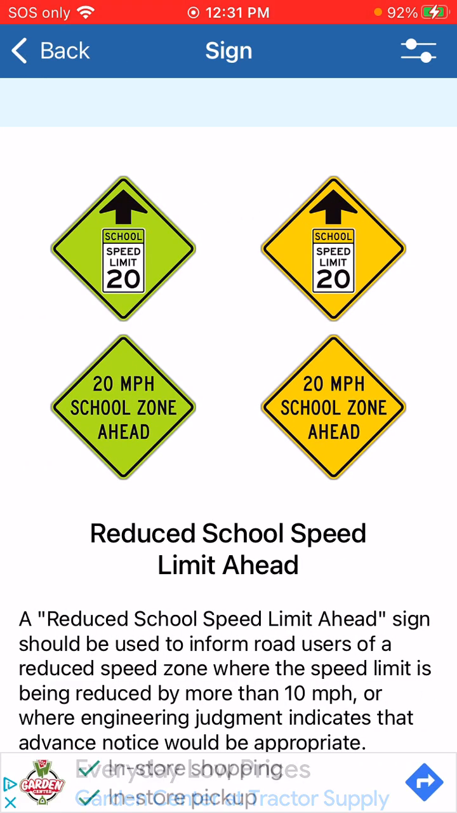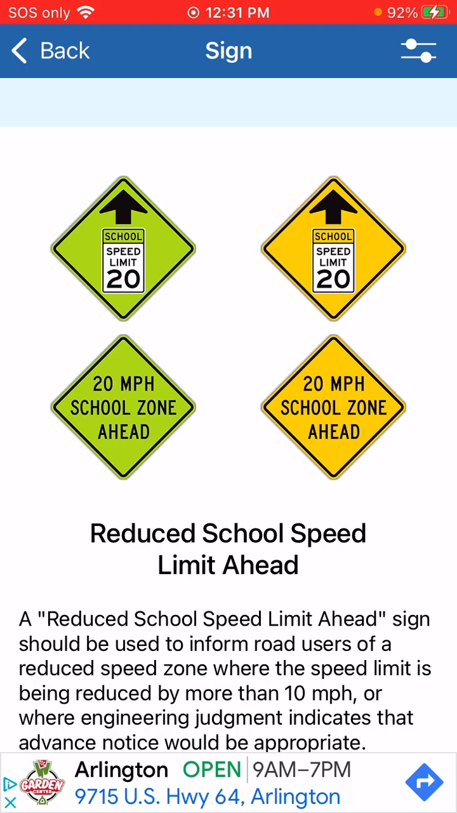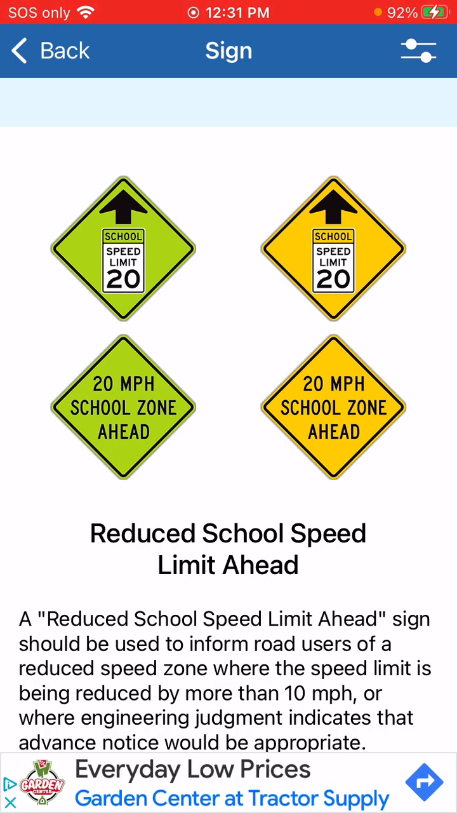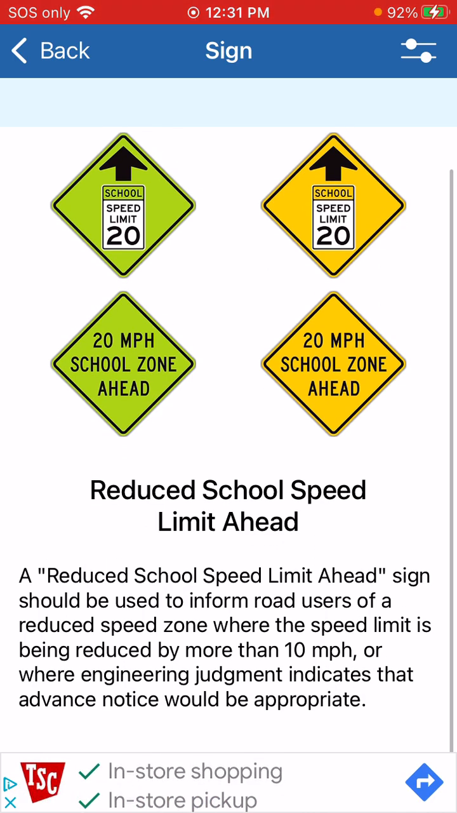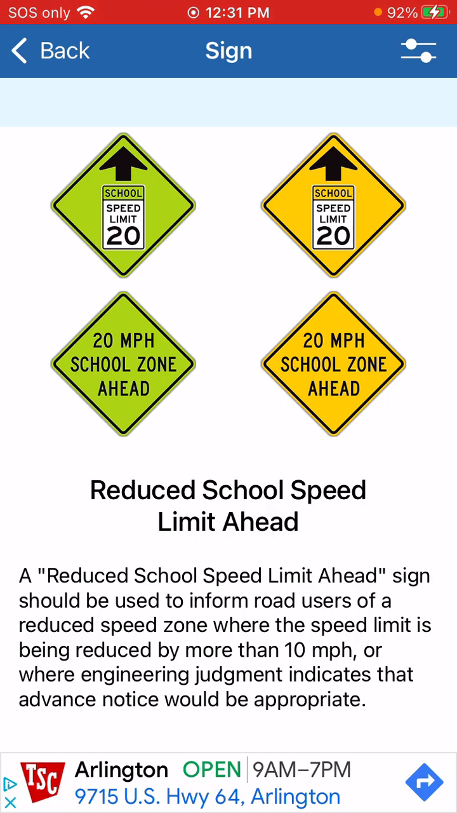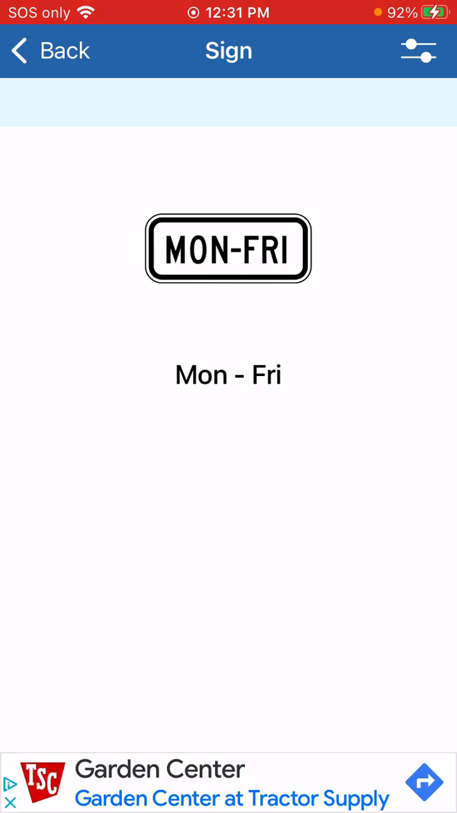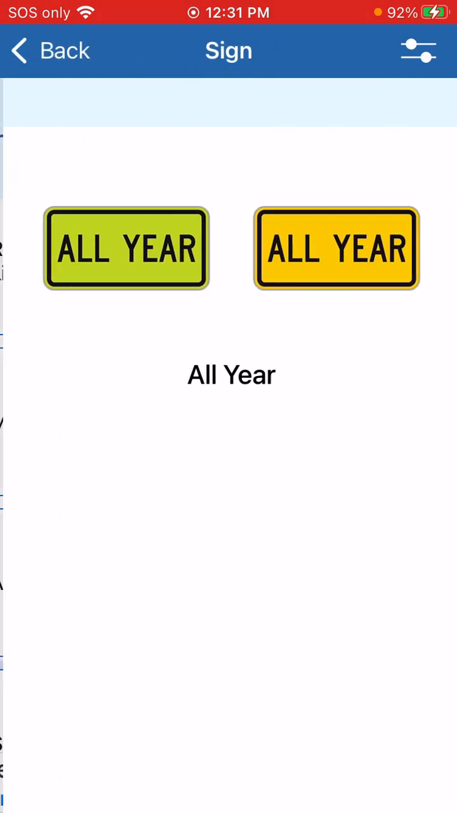School speed limit ahead. A school speed limit ahead sign should be used to inform road users of a reduced speed zone where the speed limit is being reduced by more than 10 miles per hour, or where engineering judgment indicates that advance notice would be appropriate. Monday to Friday. All year.